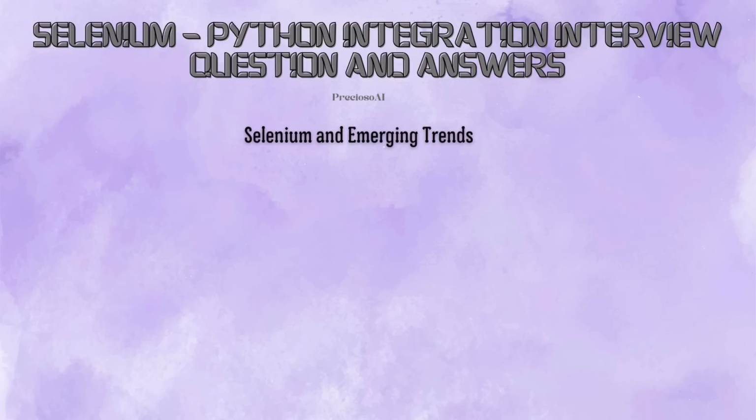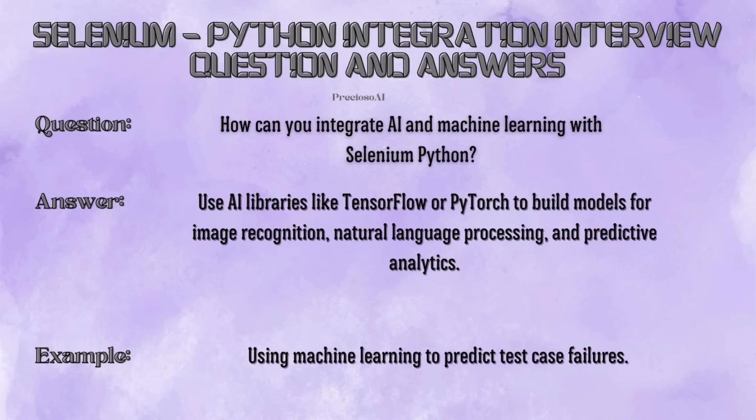Selenium and emerging trends. Question: how can you integrate AI and machine learning with Selenium Python? And the answer is use AI libraries like TensorFlow or PyTorch to build models for image recognition, natural language processing, and predictive analytics, for example using machine learning to predict test case failures.